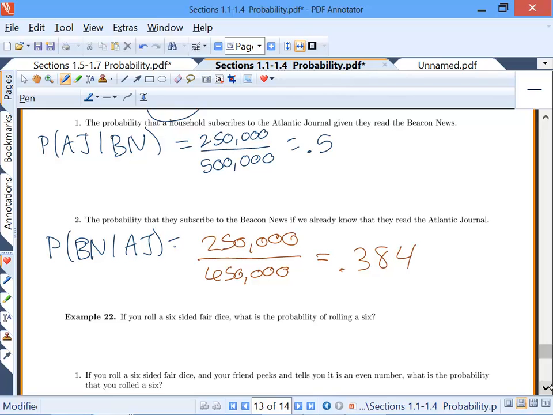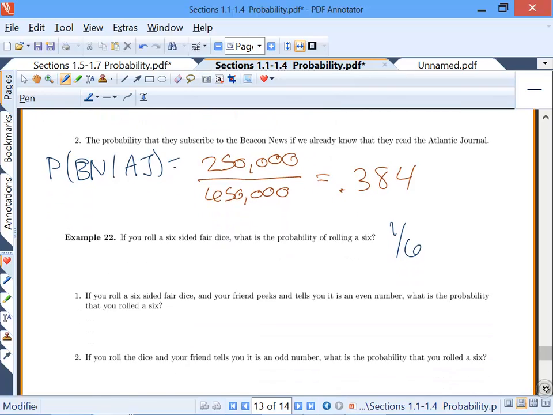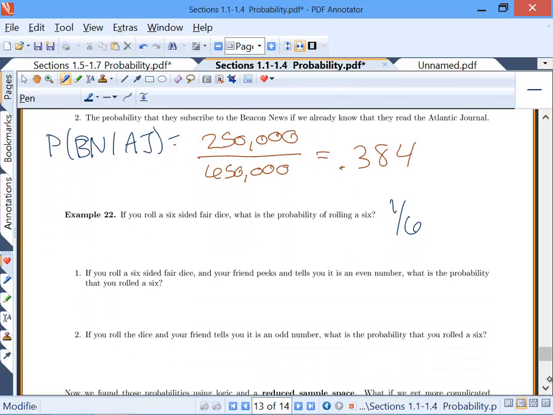So let's try our next example. If we roll a 6-sided fair dice, what is the probability of rolling a 6? So this was not conditional yet, just what would our probability be? 1/6. Okay. Just using equally likely outcomes. So let's change it a little bit. Let's say you rolled your 6-sided fair dice and your friend peeks at it and tells you it's an even number. Once you know that it was an even number, now what is your probability that it was a 6?